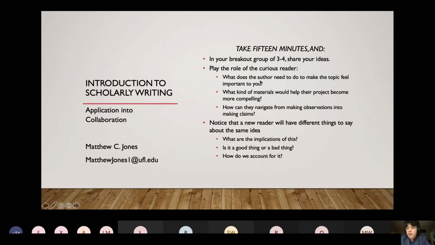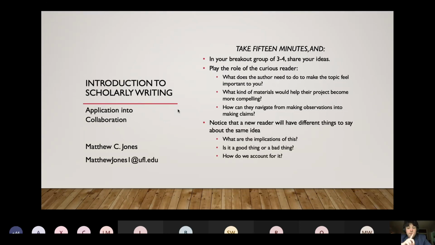What do they need to do to make the topic feel more important to you, right? Again, why should somebody who's not a fan of music, why should they care if all electronic music sounds the same, right? How can you try to break that barrier? What kind of materials would help your project become more compelling to them? How can they navigate from making observations and into making claims, right? So that's what I want you to do as the audience.